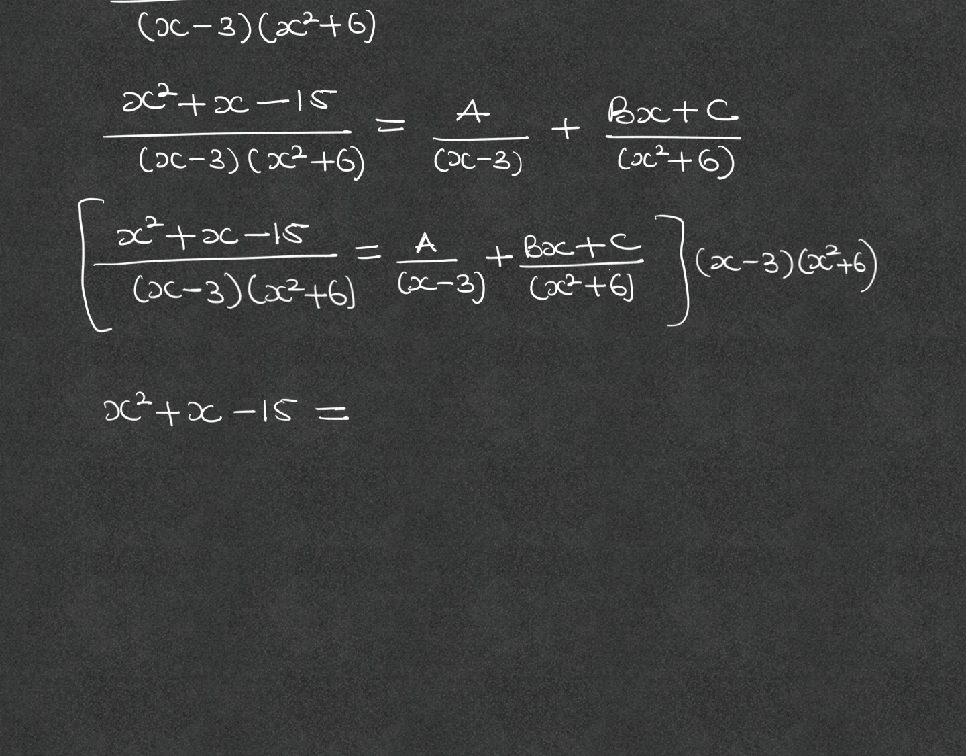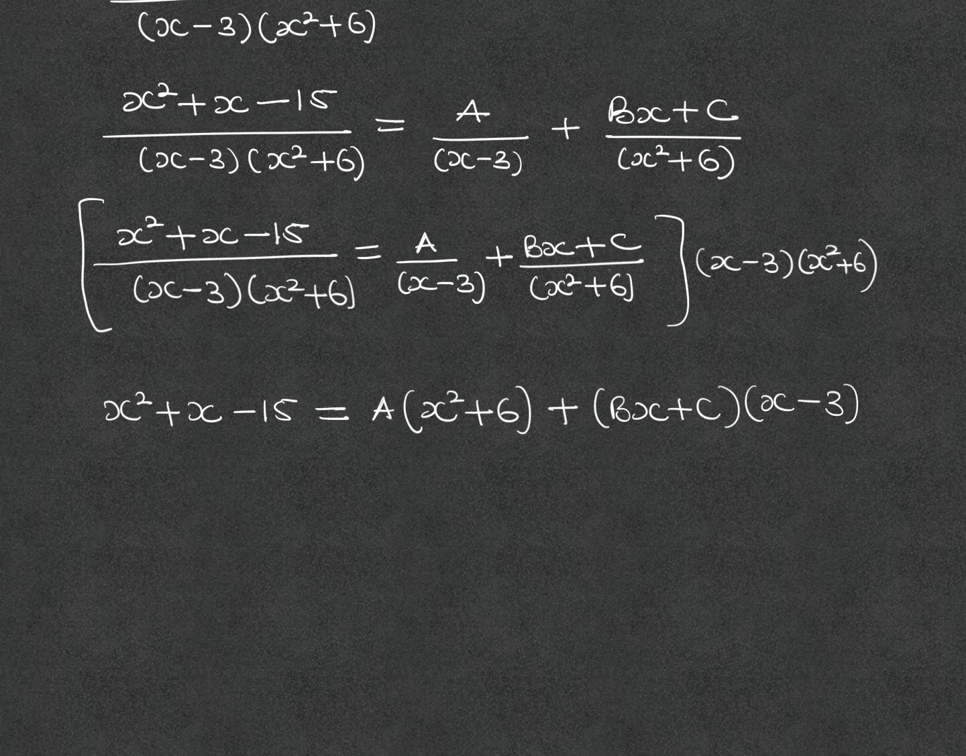This is equal to, if x minus 3 goes into this expression, the x minus 3 will cancel out. So we'll be left with x squared plus 6. That will be multiplied by a. So we'll have a into x squared plus 6 plus, if x squared plus 6 goes into this expression, the x squared plus 6 will cancel out. So we'll be left with x minus 3. That will be multiplied with bx plus c. So we'll have bx plus c into x minus 3.